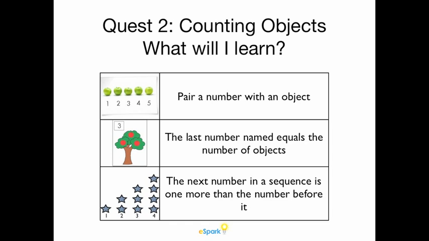For the number 3, there are 3 stars, or there is one more star than the group of 2. Above the number 4, there are 4 stars, or there's one more star than the group of 3.